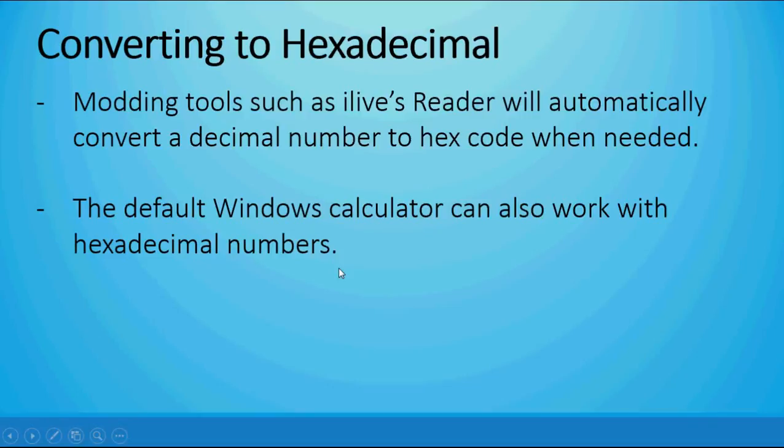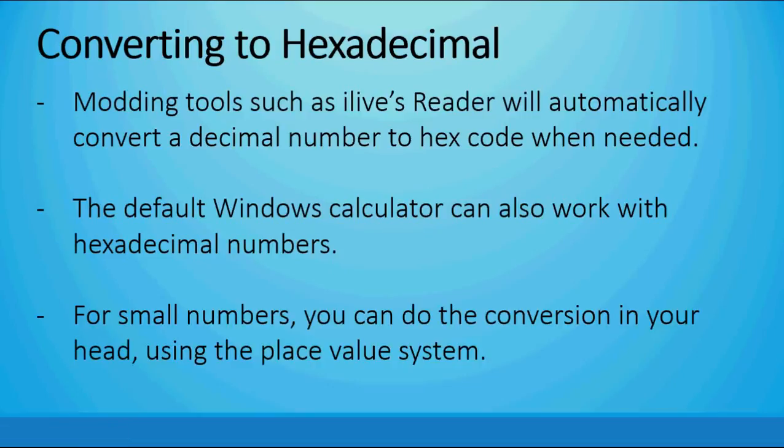So now we know how to do hex numbers on modding tools and calculators. And for small numbers, we can just use the place value system to do the conversion manually, like I showed you. For a 2-digit hex number, it's just the first digit times 16. Remember, A is 10, B is 11, C is 12, D is 13, E is 14, and F is 15. And then add on however many ones there are in the ones column. It's not too difficult to work out.